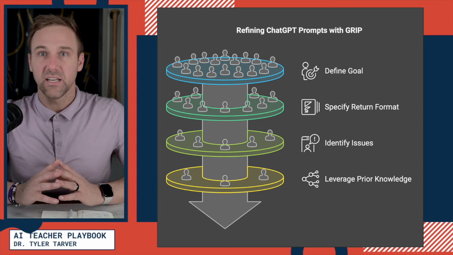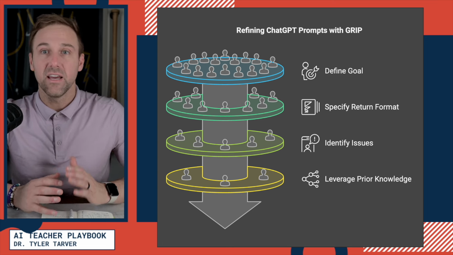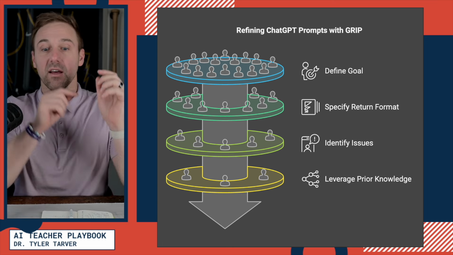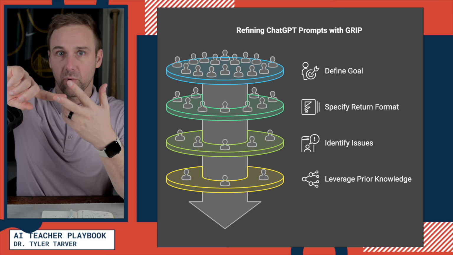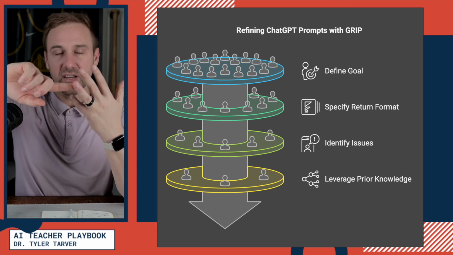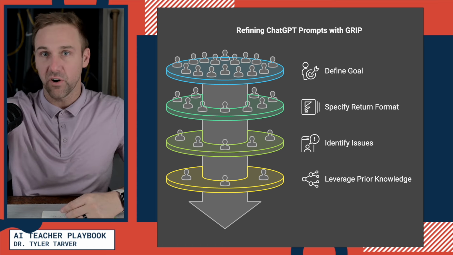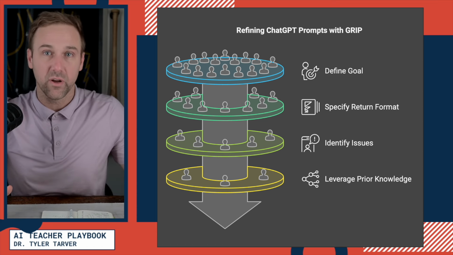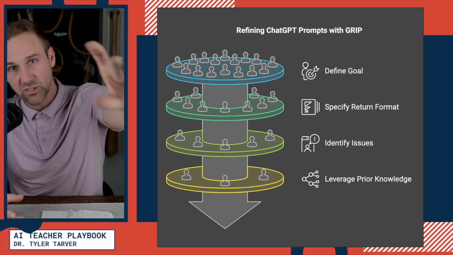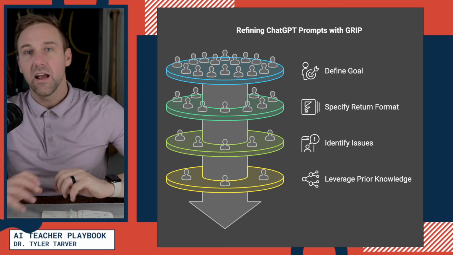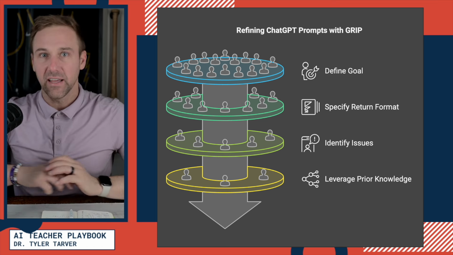Prior knowledge, content dump. Very often for me, if I'm doing all this in one prompt, I have the goal, return format, then the identify the issues, and then I say, here is the information I want you to use first, or here is the information I want you to work with. And then I put a colon, which is the two dots, a colon, and then I dump the content in there.